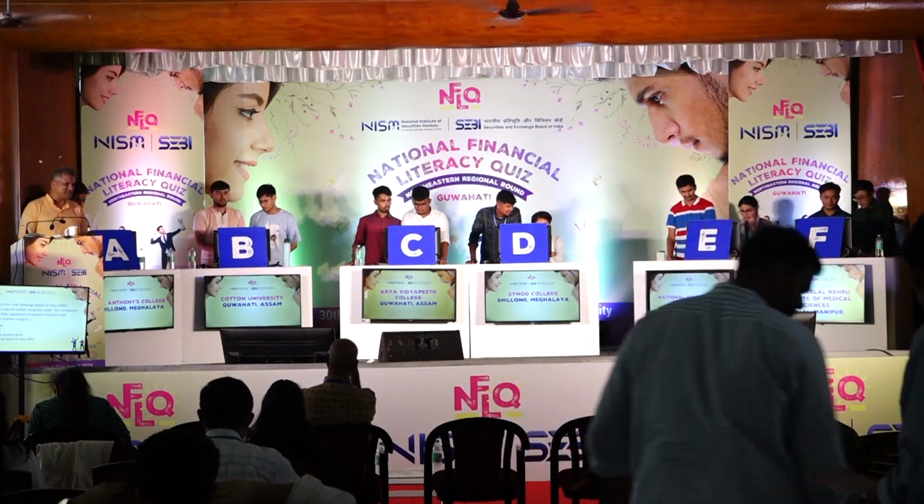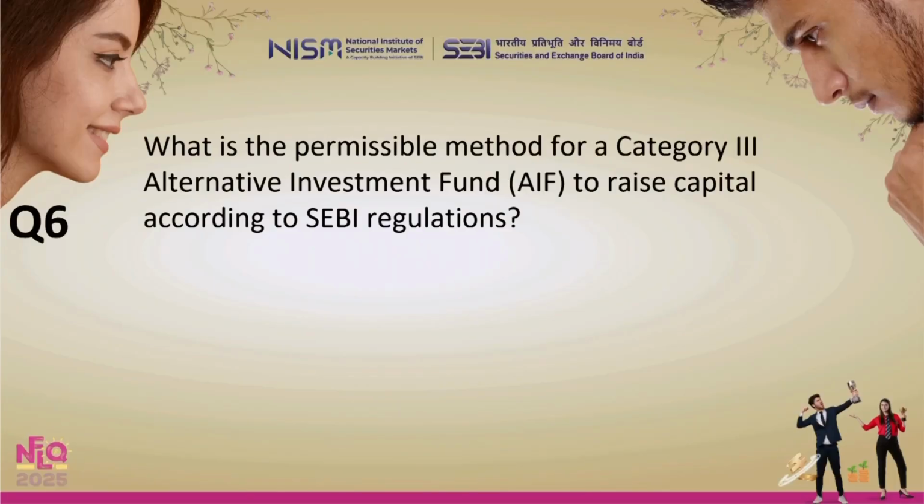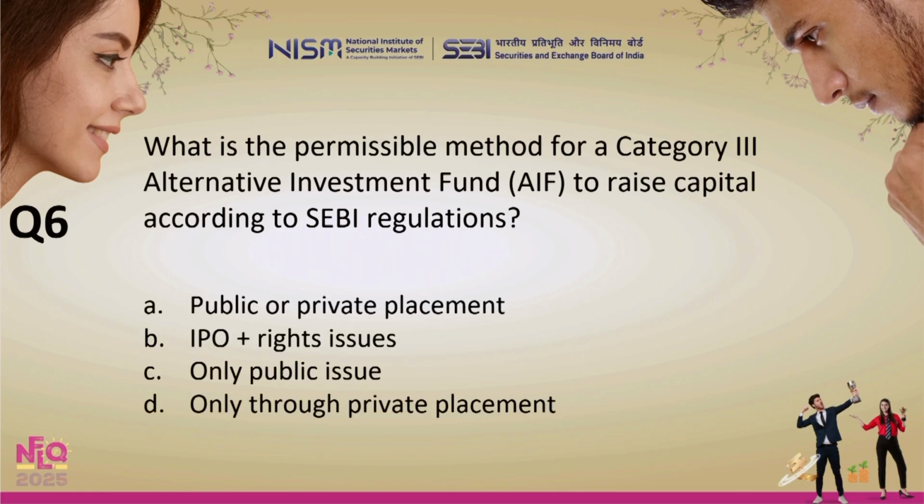SEBI, or the Securities and Exchange Board of India, is the apex regulator when it comes to protecting investors as well as maintaining market integrity. 3 tens in succession, C, D, and E. Let's see if F can keep that going. Here's your question. What is the permissible method for a Category 3 AIF, an alternative investment fund, to raise capital according to prevalent SEBI regulation? And these are your options. Is it through either public or private placement? Is it by IPO plus rights issues? Is it only via public issue? Or is it only via private placement?